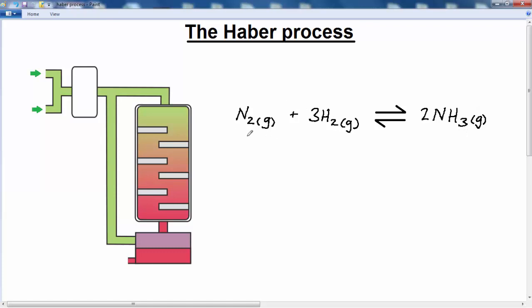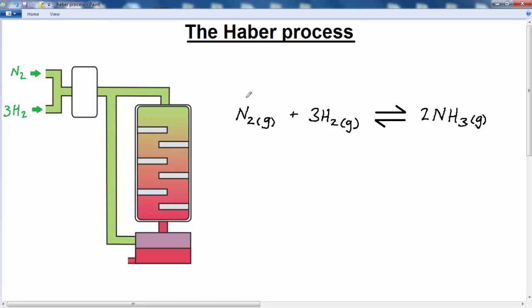But first of all, let's just have a look at where the nitrogen and the hydrogen come from for this reaction. So we've got nitrogen coming in here, and we've got hydrogen coming in through this channel, and the ratio of nitrogen to hydrogen is as the molar ratio in the equation. So it's 3 to 1, 3 moles of hydrogen to 1 mole of nitrogen.